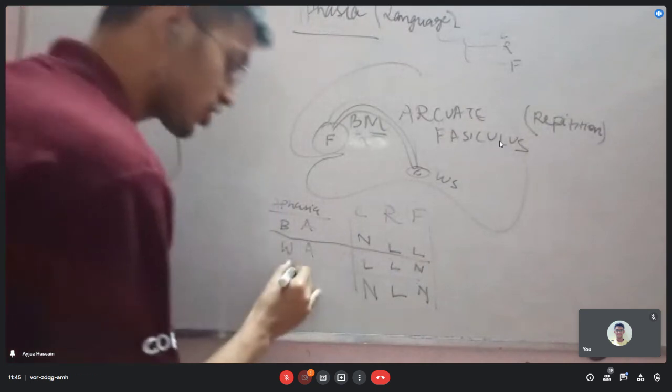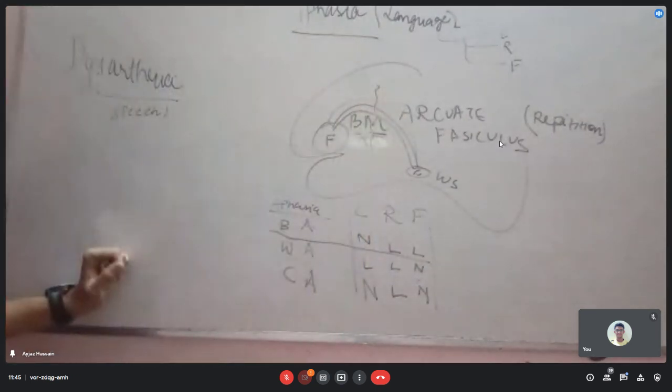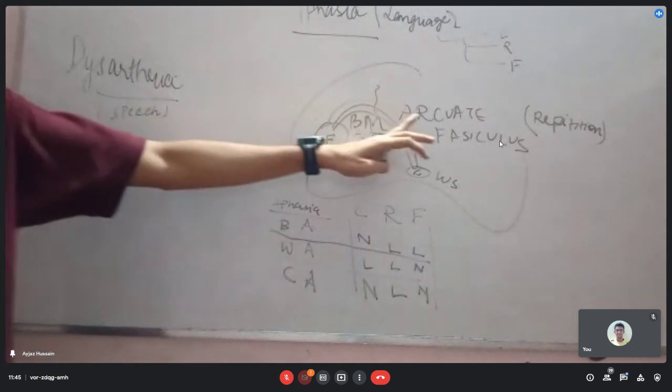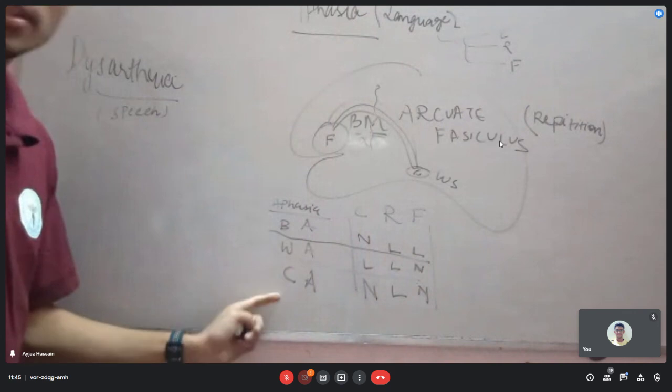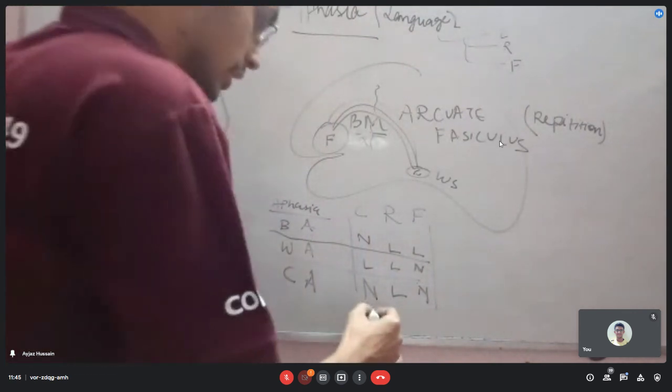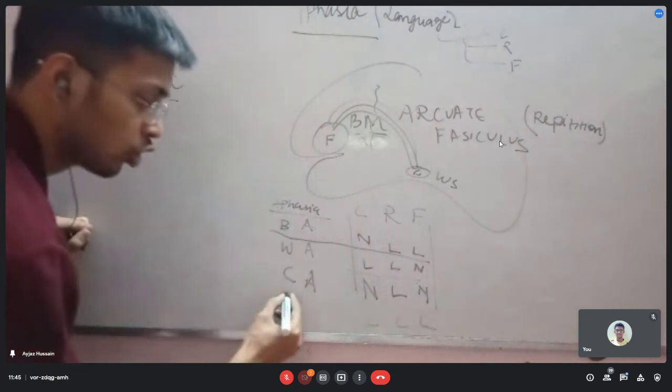Which we call conduction aphasia. Here the lesion will be only in the arcuate fasciculus. So if it is only in the arcuate fasciculus, then repetition will go. This is called conduction aphasia. There is another possibility that everything goes. That is called global aphasia.